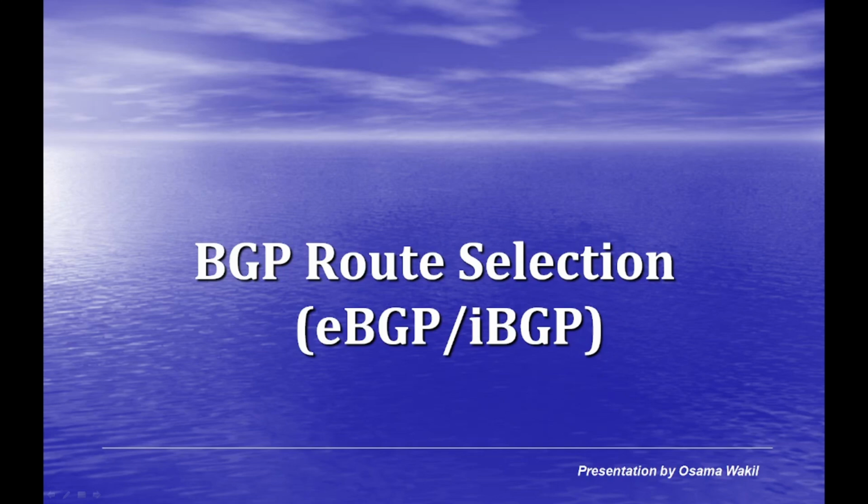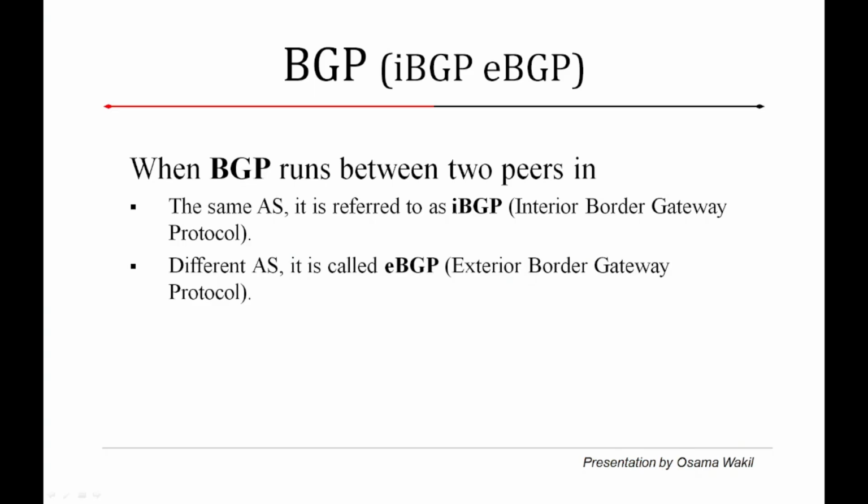Hi, in this video we are going to talk about eBGP versus iBGP. They are virtually the same protocols. The only difference is how and where we are using them. So if we are talking about iBGP, I stands for interior. So Interior Border Gateway Protocol, as the name specifies, is used within the AS number, whereas eBGP is Exterior Border Gateway Protocol, which is used between two different AS.